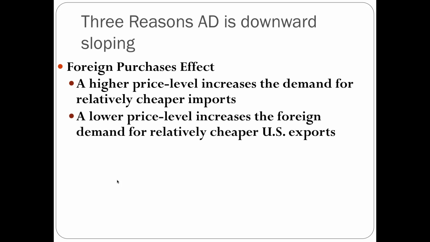A lower price level increases the foreign demand for relatively cheaper US exports. So a lower price level means people are going to be buying more stuff from our country because it's cheap here. That's going to create more demand for our exports. And that's going to push up real gross domestic product.